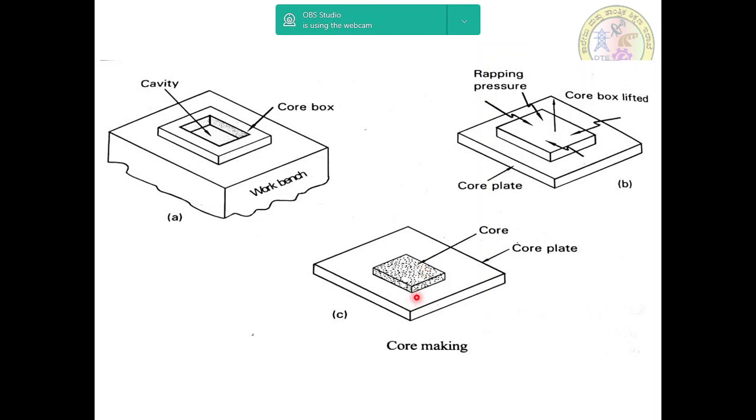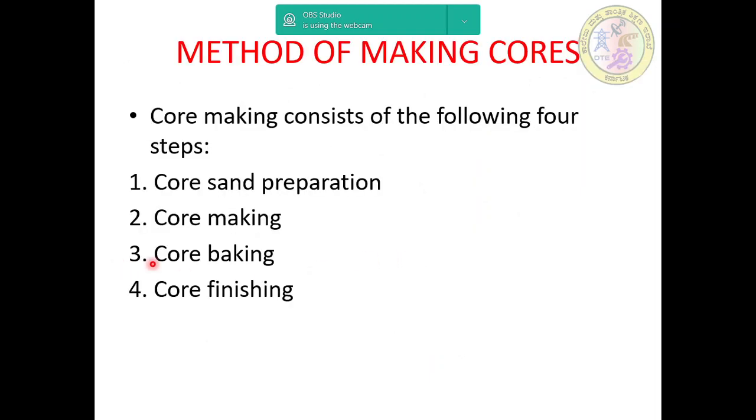Next process is core baking. In the core baking, this is the third procedure, core baking. Here cores are baked in ovens in order to drive away the moisture in them, and also to harden the binder, thereby imparting strength to the core. The temperature and duration for baking may vary from 90 degrees to 250 degrees centigrade, and from a few minutes to hours respectively, depending on the size of the core and the type of the binders you used.